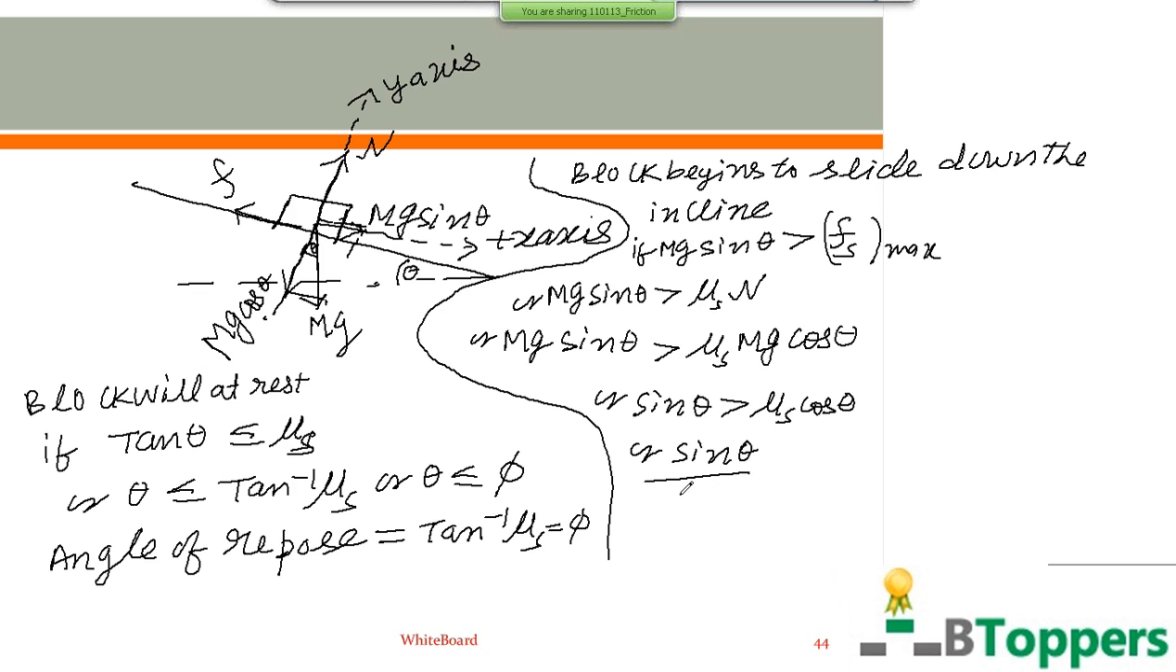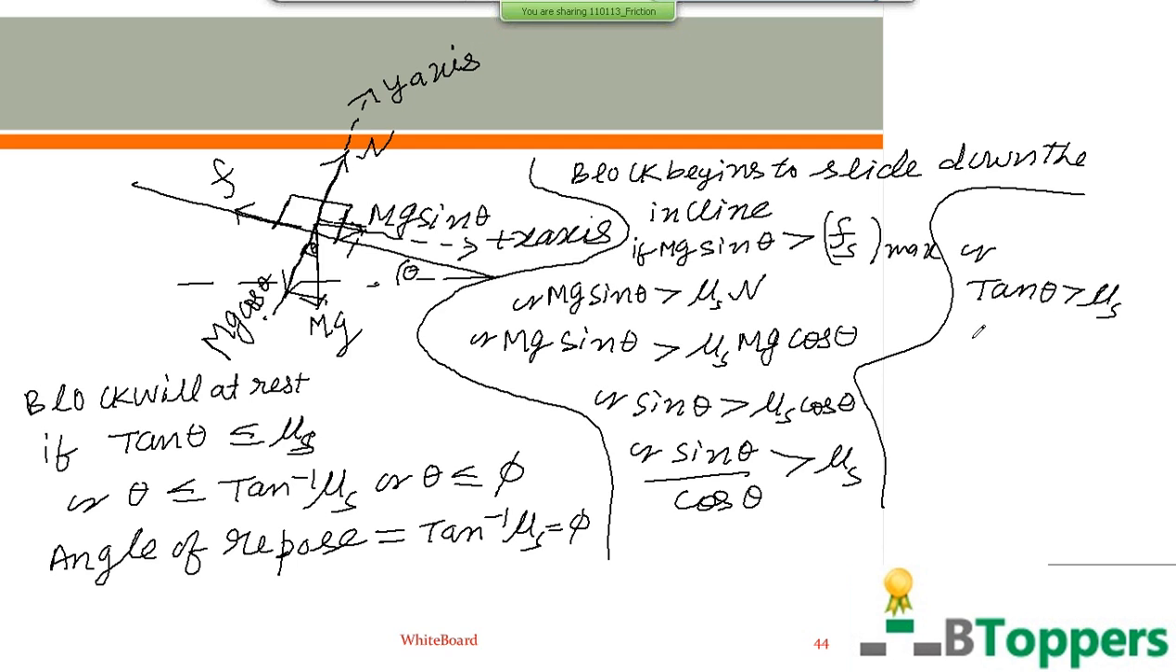So the block begins to slide down the inclined plane if sin theta is greater than mu_s cos theta, or sin theta by cos theta is greater than mu_s, or tan theta is greater than mu_s, or theta is greater than tan inverse mu_s, or theta is greater than phi. So the block begins to slide down the inclined plane.